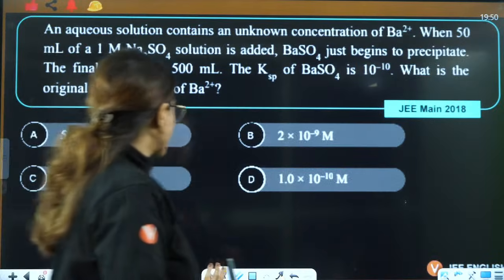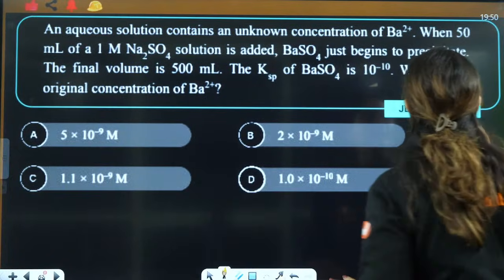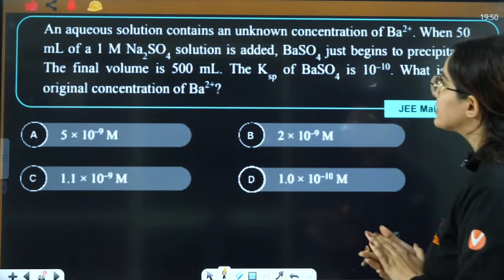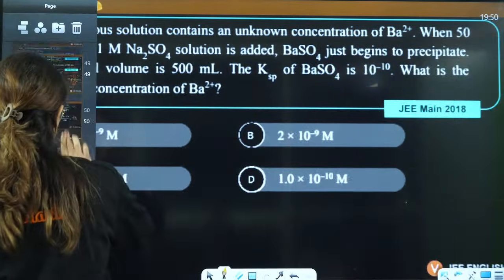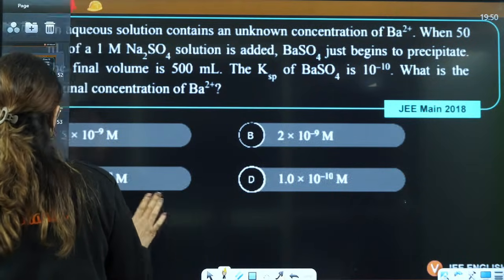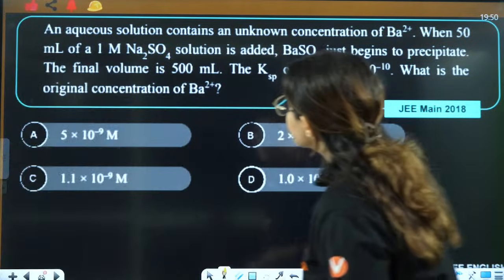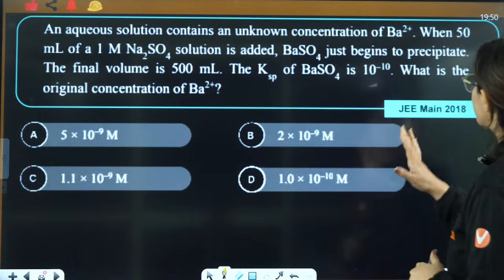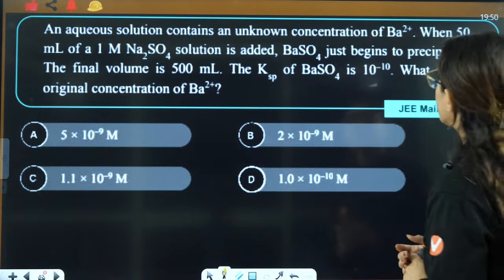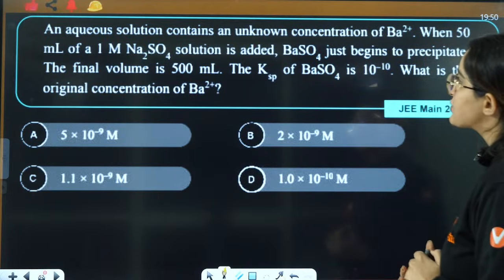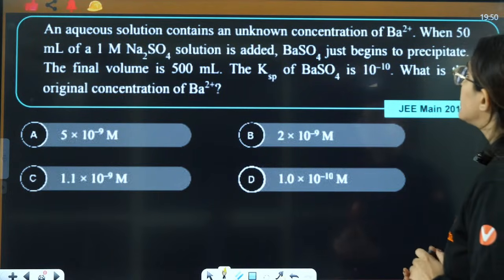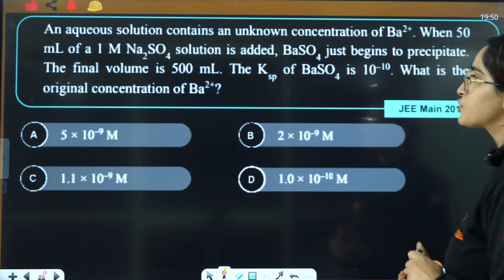Now the next question is a JEE 2018 question. Let's see this question as well here, right? An aqueous solution contains an unknown concentration of Ba2+. When 50 milliliter of 1 molar Na2SO4 solution is added, BaSO4 just begins to precipitate.